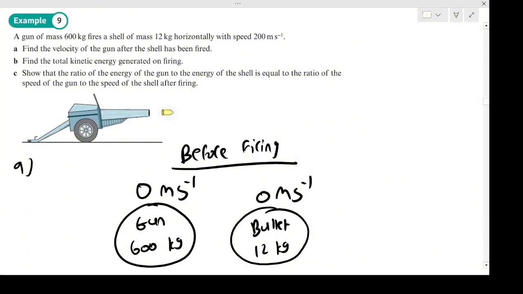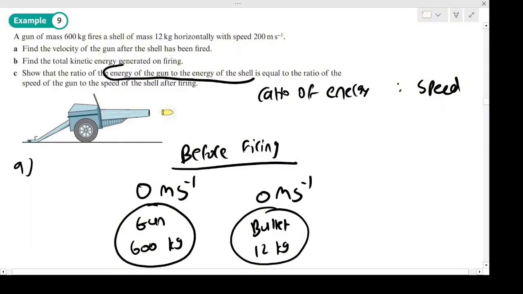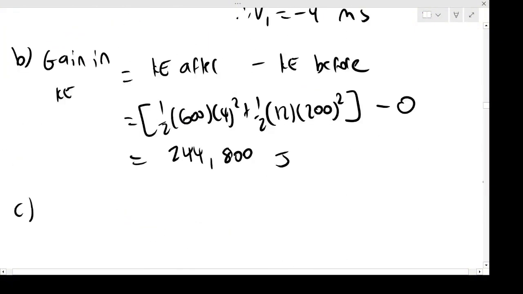So there we are. Okay, part C says show that the ratio of the energy of the gun to the energy of the shell is equal to the ratio of the speed of the gun to the speed of the shell. So it's essentially saying find the ratio of energy to speed, okay? So firstly, let's consider the energy of the gun and the shell separately. So firstly, I'm going to consider energy. So the ratio of the two energies.